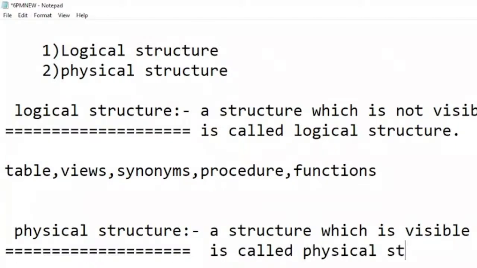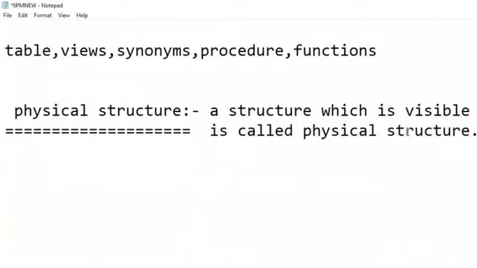Who are the persons working in this physical structure? Observe it here. It's a big concept. I'm telling the definition side only, because today I'm telling which definition of database is correct. Now check it out. A structure which is visible in the operating system is called a physical structure.